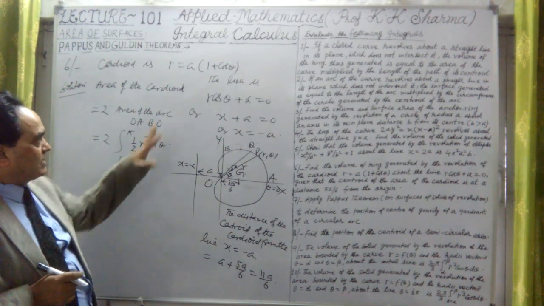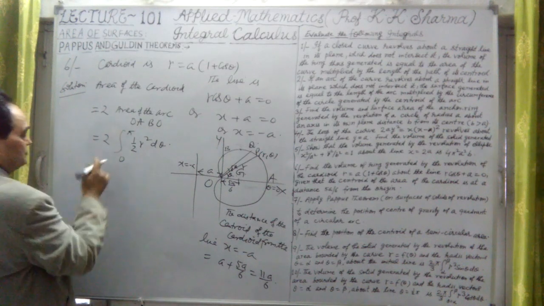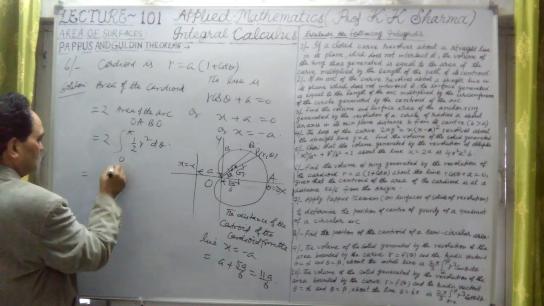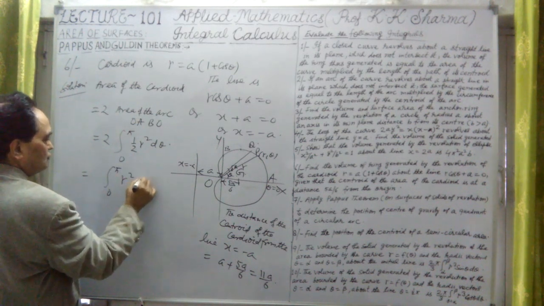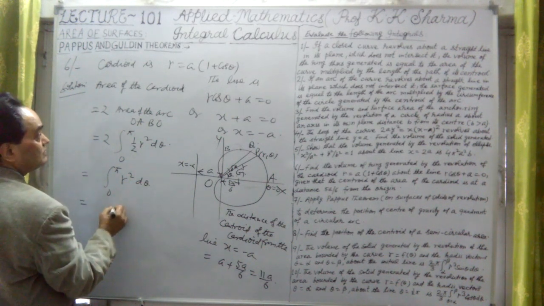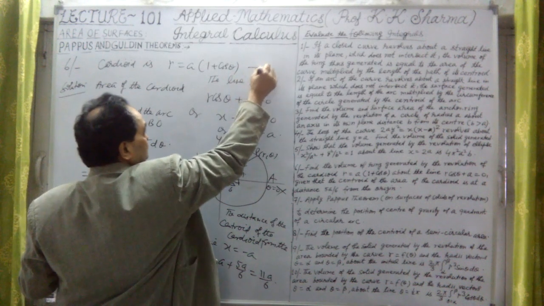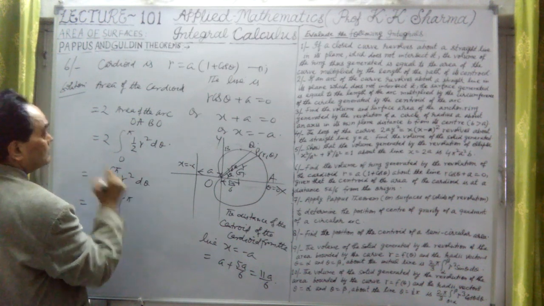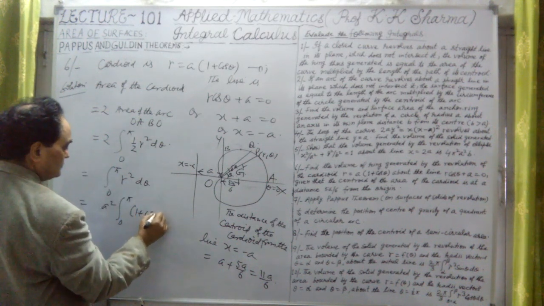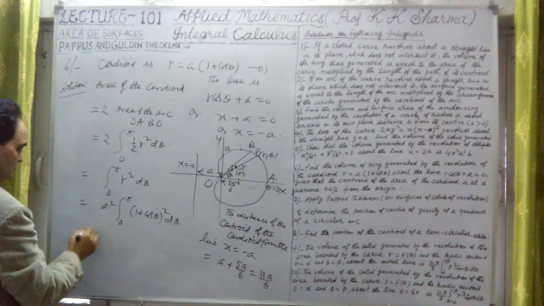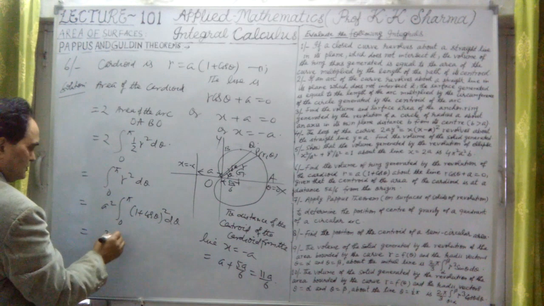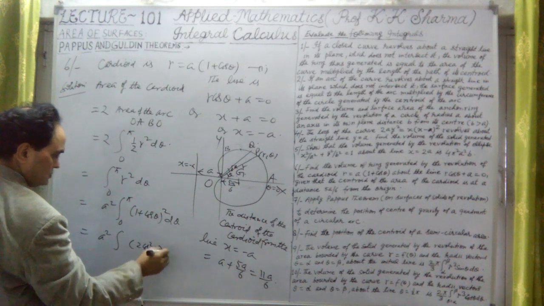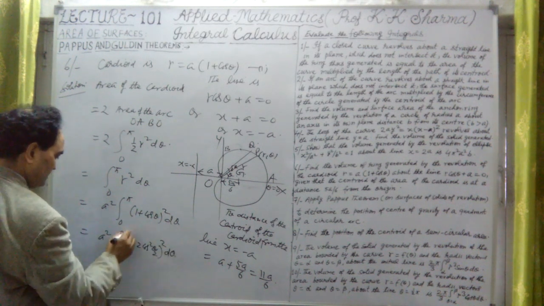We will take r square as this value, twice of this. This is giving us 2, so 2 into half cancels out. So this is only r square into d theta, from 0 to pi. What is r square here? This is a square from the first equation. So this is a square outside, 0 to pi, r is 1 plus cos theta whole square into d theta. It is giving us a square into, 1 plus cos theta is 2 cos square theta by 2, whole square into d theta, from 0 to pi.